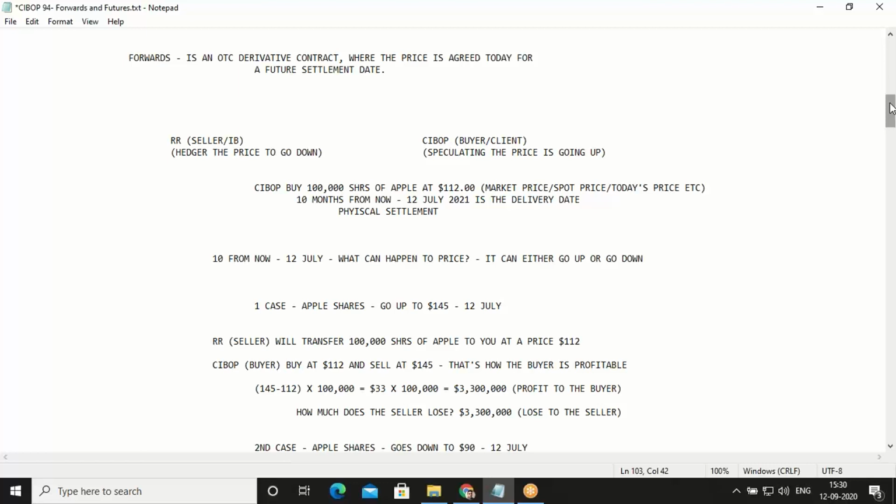You both lose money as well. Both the buyer and seller are speculating and hedging, right, at the same time? Yes.